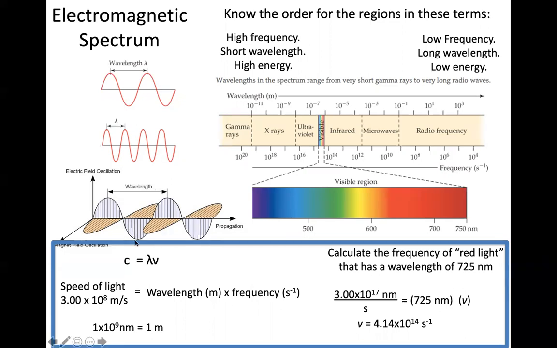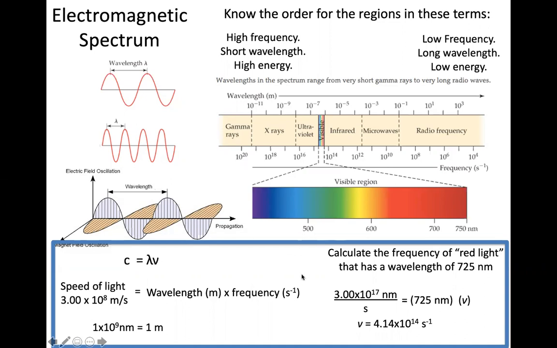At the bottom here, I show a very typical calculation involving c equals λν. It says calculate the frequency of red light that has a wavelength of 725 nanometers. It's using this expression right here where the speed is a constant. We're solving for the frequency and the wavelength is given. So we've got 2 out of 3, we're solving for the last one.